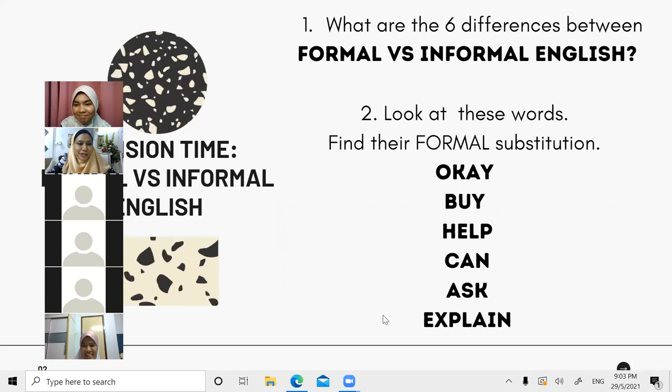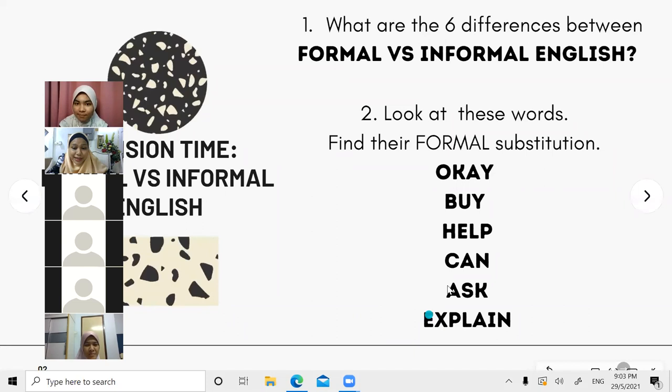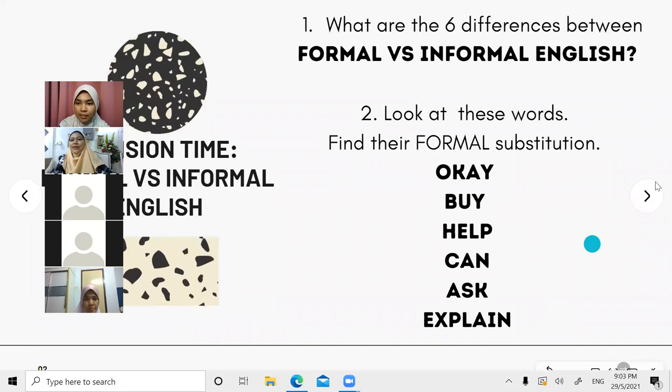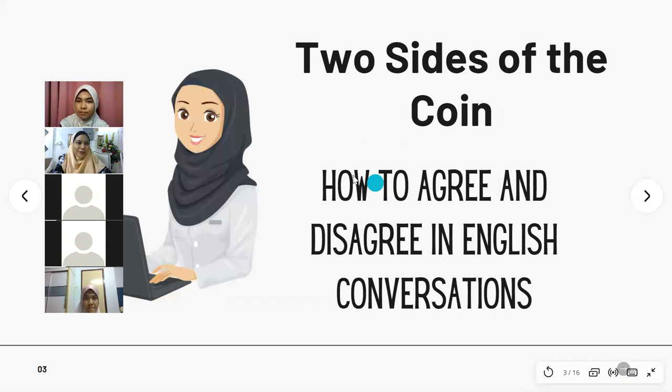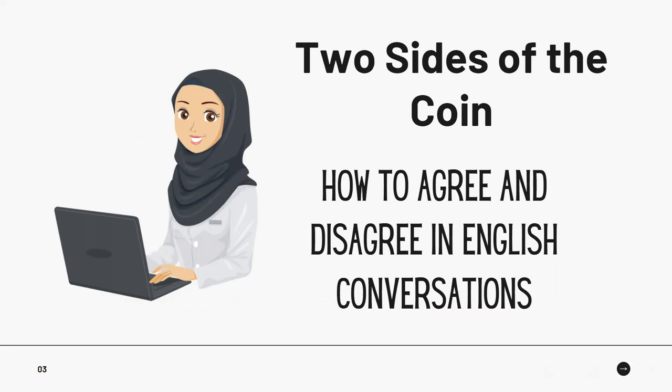So, explain is enlighten. That's a formal way of saying it. Okay? All right. Good job, people. So, let's move on to today's lesson, which is, I'm going to close this again, two sides of the coin. Have you heard of this term or idiom? This is sort of like an idiom. There's always two parts of the story. There's always two sides of the coin. What does it mean?